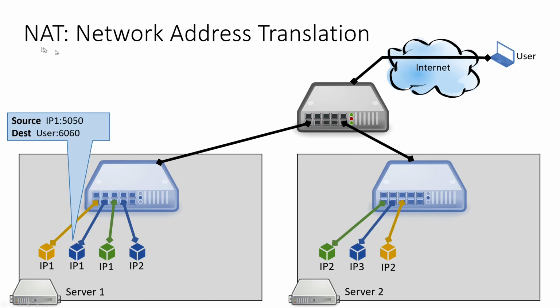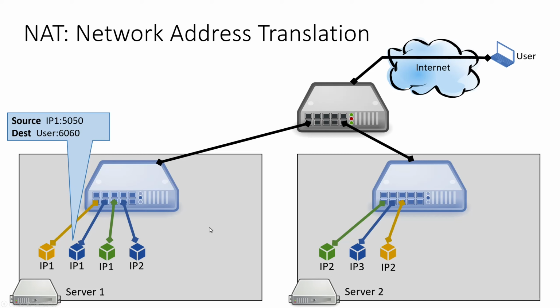What we do instead is use network address translation. The virtual machine has a private IP address, and this IP address is shared with other virtual machines in other virtual networks. When it sends the packet, IP1 is the source, and then we have a source port, and the destination is the user, and then we have a destination port. So this packet will go out of the data center.